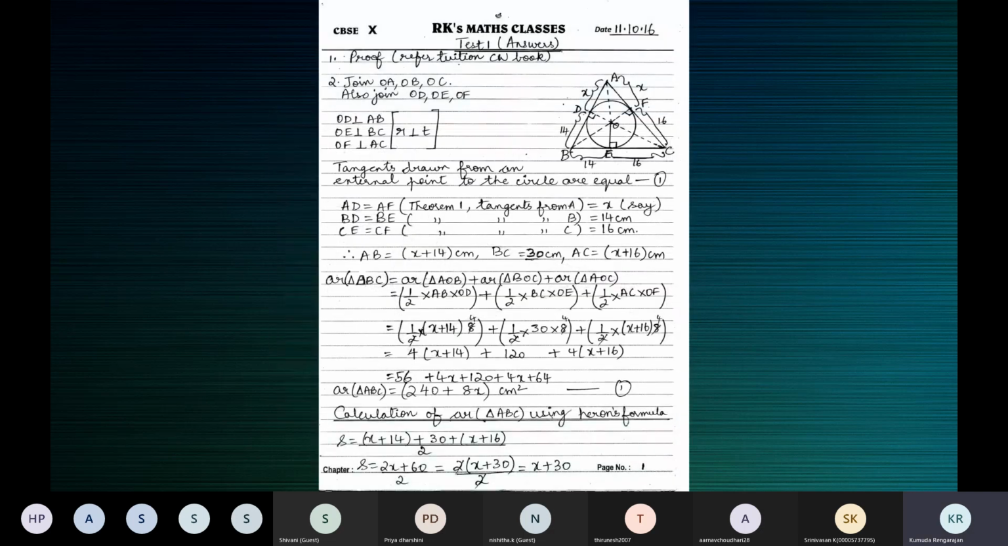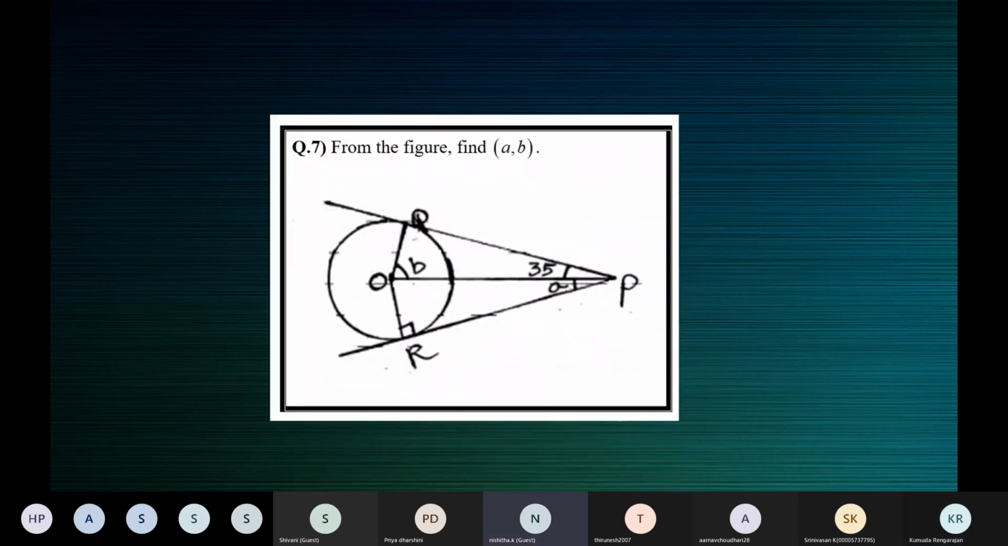All right, children, we'll just wind up our session with this one. Please tell me the value of A and B, children. What's the value of A? A is a very obvious thing, no? What's the value of A? 35 degrees, ma'am.